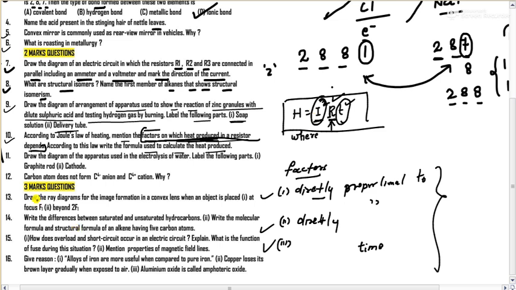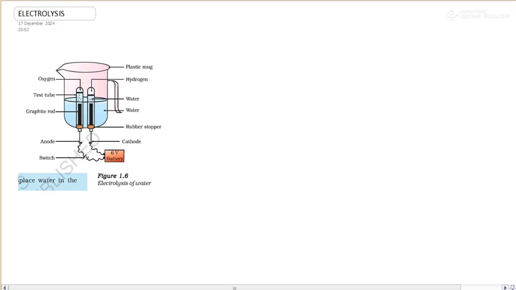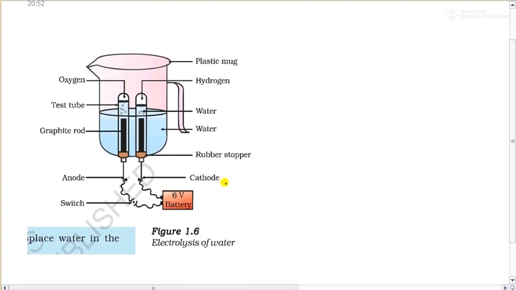Now coming to the next question, the 11th one, and after this I will be stopping here. The rest of the questions we'll try in our next class. The question is, draw the diagram of apparatus used in electrolysis of water and label the following parts: graphite rod and cathode. Again, this figure is given in your textbook, you have to draw it. You have to mention only what they have asked, that is graphite rod and cathode.